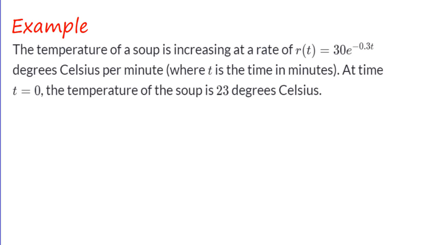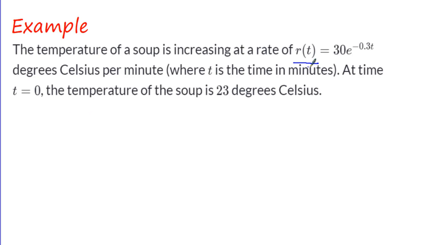And so what happens when we have a scenario type problem is we've got to determine: are we trying to find the rate of change, the derivative, or are we trying to find the value, the integral? Here it says the temperature of soup is increasing at a rate of r of t = 30e^(-0.3t), where the rate is in Celsius per minute. That should tell you we're dealing with a rate. If we've been given a rate, we can find the temperature of the soup in degrees Celsius by taking the integral.